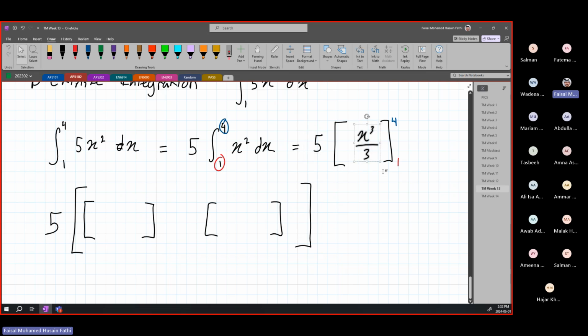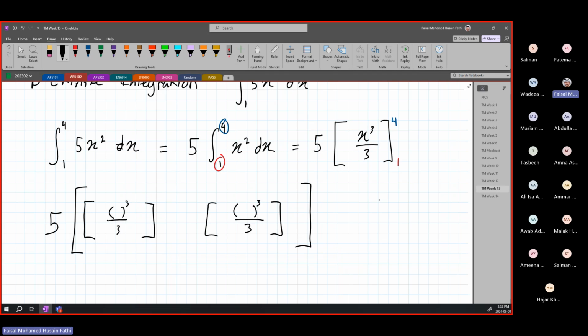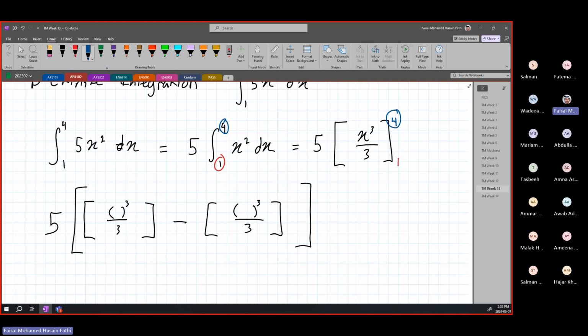But if we look at the x cubed over 3 now, we're going to write it one time here, cubed over 3, and another time here, cubed over 3. And between these two, there's going to be a minus. The value that is going to go for x in the first one is going to be your top value, which is 4. And the value that is going to be going over here in the second one is going to be your bottom value, which is 1.